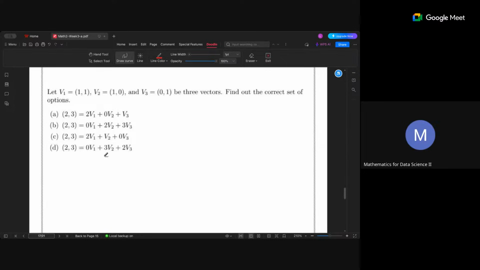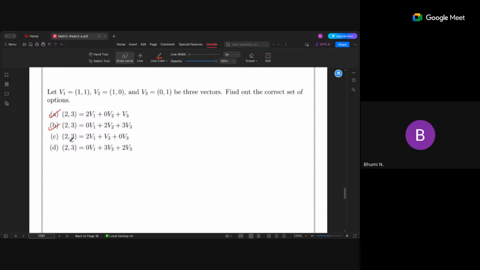Now let's look at this question. This is based on the property of linear combination of V1, V2, V3. So V1 is this, V2 is this, and V3 is this. Now the question is to find out the correct option. 2 comma 3 is equal to 2V1 plus 0V2 plus V3. Is this correct or not? Correct, ma'am. What about the second one? It is also correct. What about the third one?